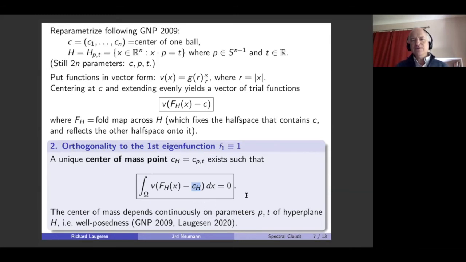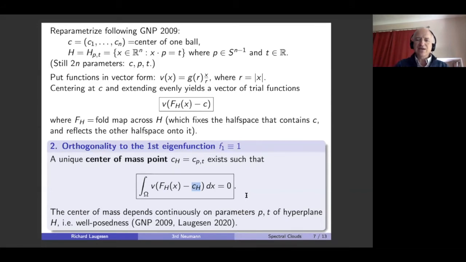But we need more than just existence of the center of mass, because we also have to deal with these other parameters in the problem. So we're going to need some sort of continuous dependence. And this was done in the disk case, by GNP in 2009. They showed that the center of mass depends continuously on the parameters of the hyperplane.